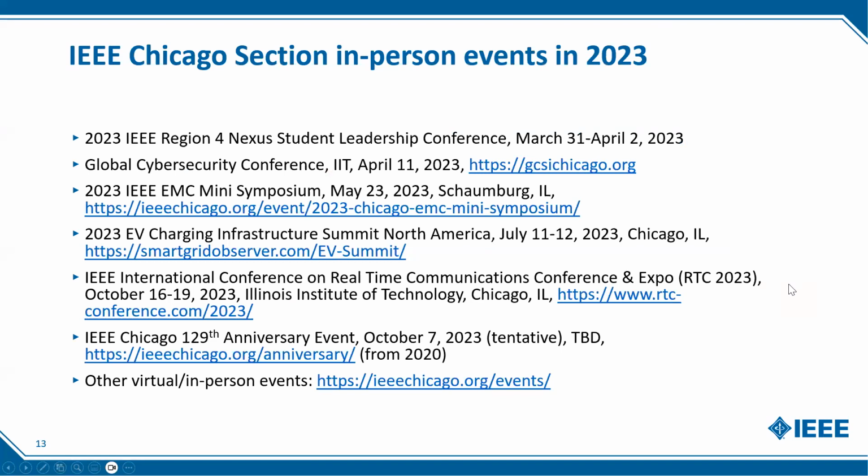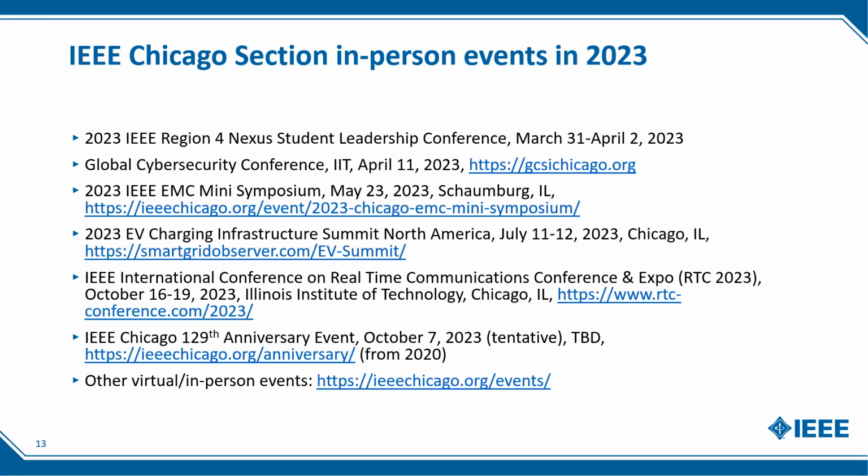So here are the in-person events that we've done so far in 2023. We had the 2023 IEEE Region 4 Nexus Student Leadership Conference. We also participated in the Global Cybersecurity Conference at IIT and the 2023 IEEE EMC Mini Symposium. We are going to be participating in the 2023 EV Charging Infrastructure Summit, North America, from July 11th to 12th.